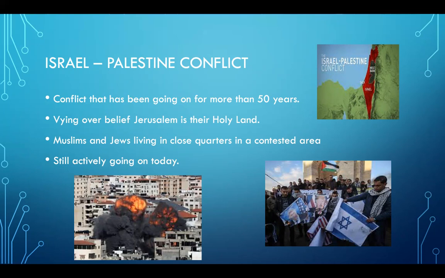So, another factor in why this is such an important conflict is the Muslims and Jews are living in such close quarters in this contested area. So we have the Gaza Strip, the West Bank. Those are melting pots in Israel of Muslims and Jews. And quite frankly, they don't like each other very much. So obviously, there's going to be some sort of conflict that happens. And it is still actively going on today.